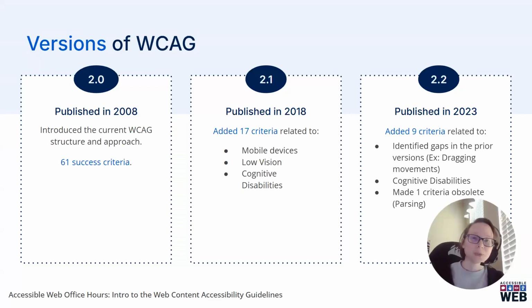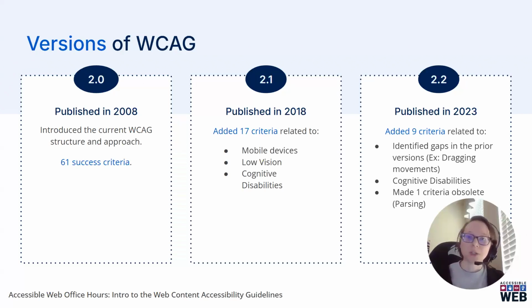Now, the iPhone was released in 2007, so this 2008 version of the guidelines did not take into account touchscreens, tiny viewports, and other technology that's commonplace today, because at the time when it was being developed, those technologies were not really being widely used. Version 2.1 was published in 2018. This version added 17 success criteria, primarily related to mobile devices, low vision, and cognitive disabilities.